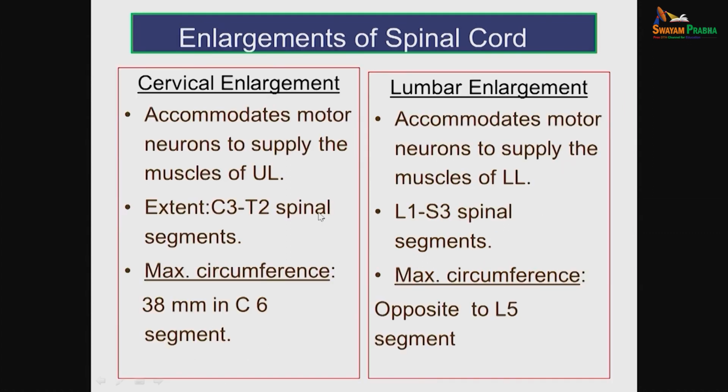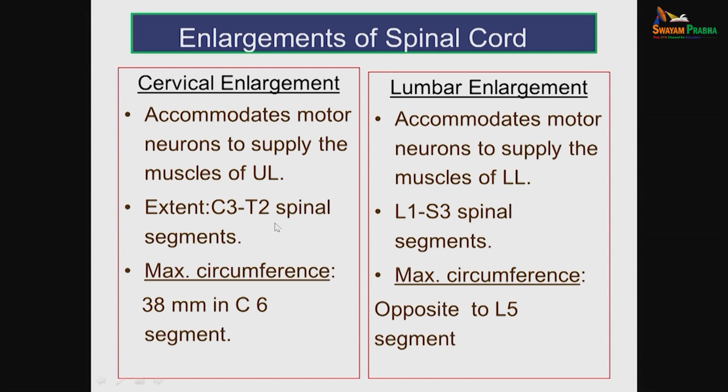We will look at some of the details of these two enlargements. In the cervical enlargement of the spinal cord, you can see that it accommodates large motor neurons which supply the muscles of the upper limb. The lumbar enlargement accommodates large motor neurons which supply the muscles of the lower limb.